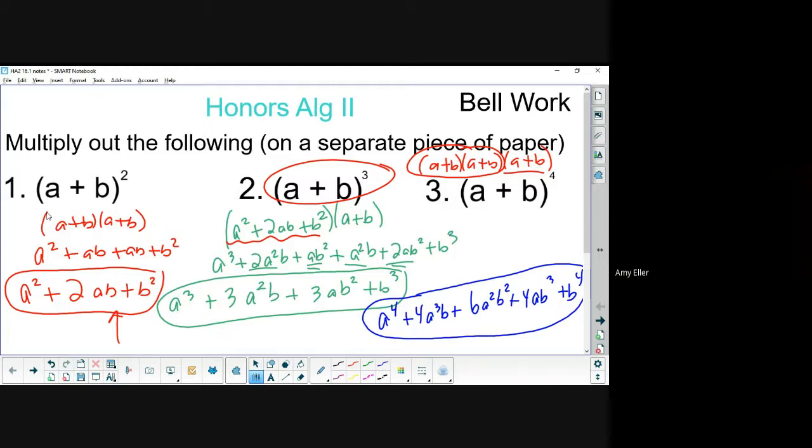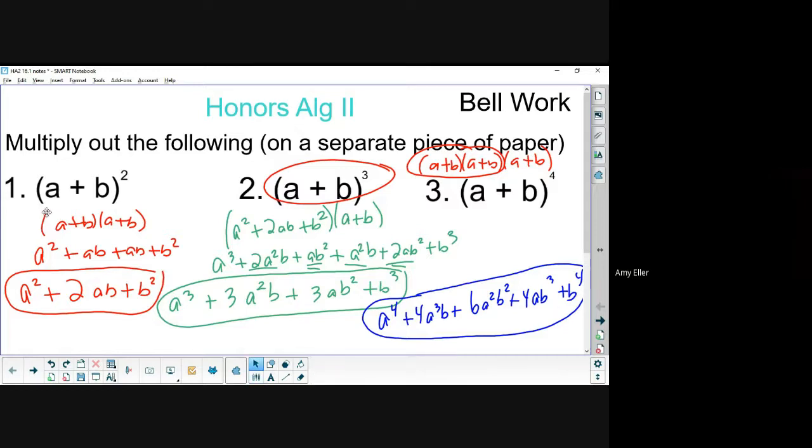When I get to number 3, which I didn't show all my work for, I've already got 3 of them multiplied together, and that's this. So I need to multiply all of that times a plus b. If you didn't get all the way through to the third one, that's okay. Hopefully you got through the first 2. Did most of us get the first 2 done? Okay. What is this called? Binomial expansion, a big part of today and tomorrow's lesson.